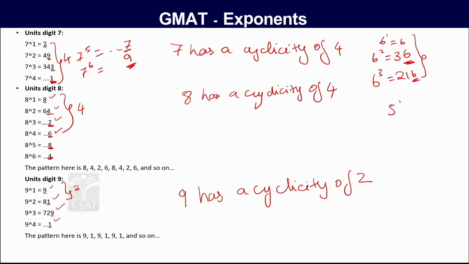5 has the same pattern, 5 to the power of 1 is 5, 5 square is 25, 5 cube is 125. It will always be 5. It has a cyclicity of 1. 5 raised to any power will give you 5 at the units digit. And it is the same with 0. When you raise 0 to any number, it will always remain 0. So it is again having a cyclicity of 1. These are all numbers which have cyclicity of 1, that is, you raise them to any number, they will have the same units digit: 0, 5, 6.